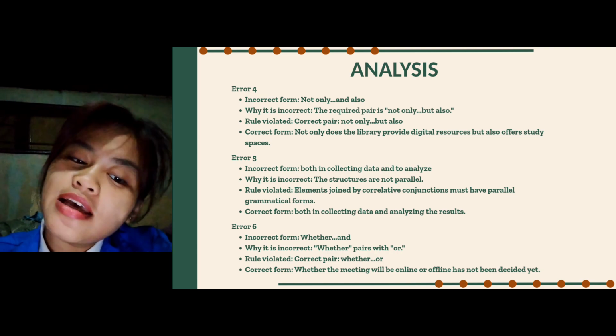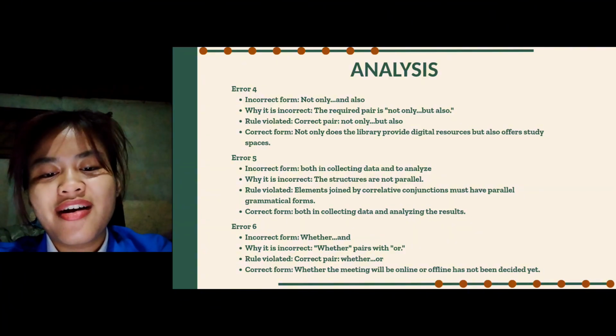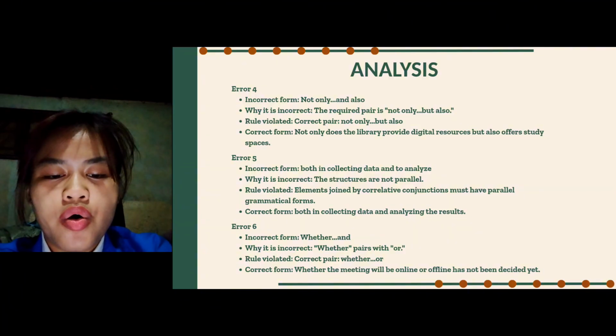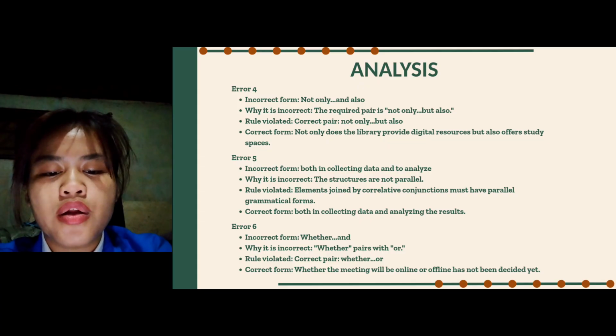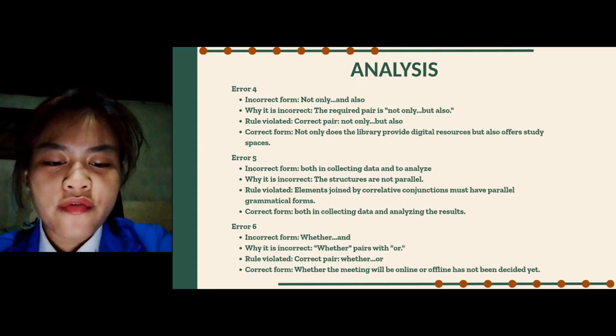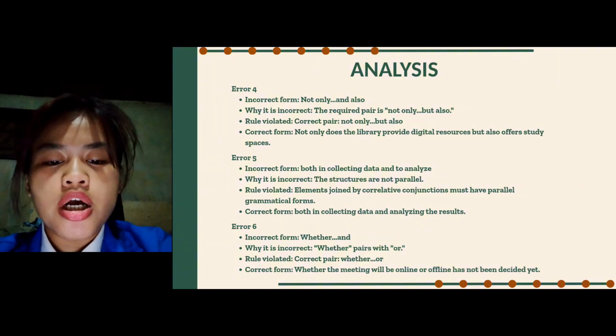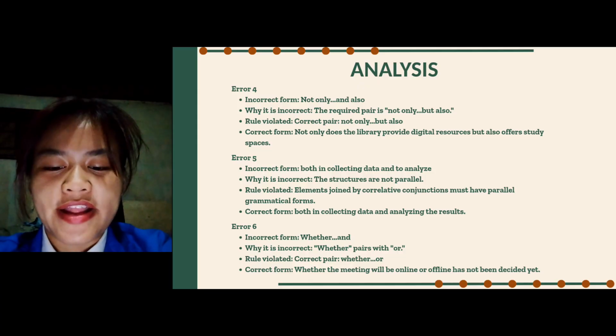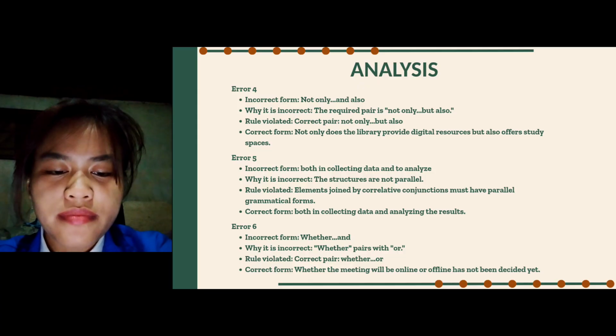Error 6. Incorrect form: whether and. Why is it incorrect? Whether pairs with or. Rule violated. Correct pair: whether or. Correct form: whether the meeting will be online or offline has not been decided yet.